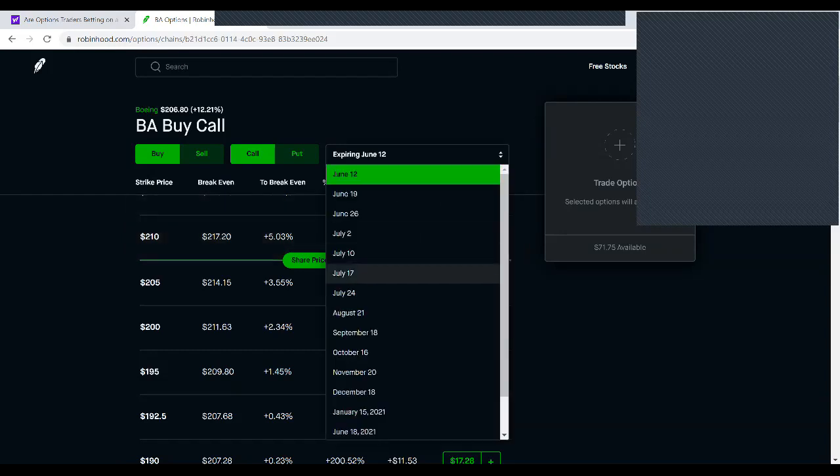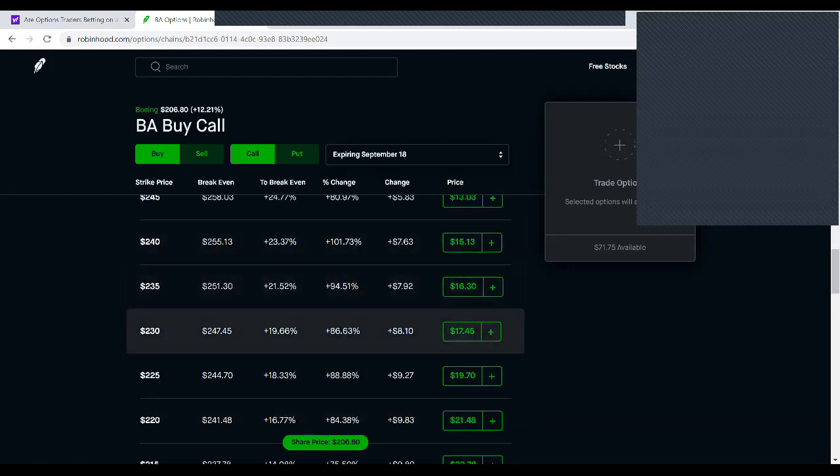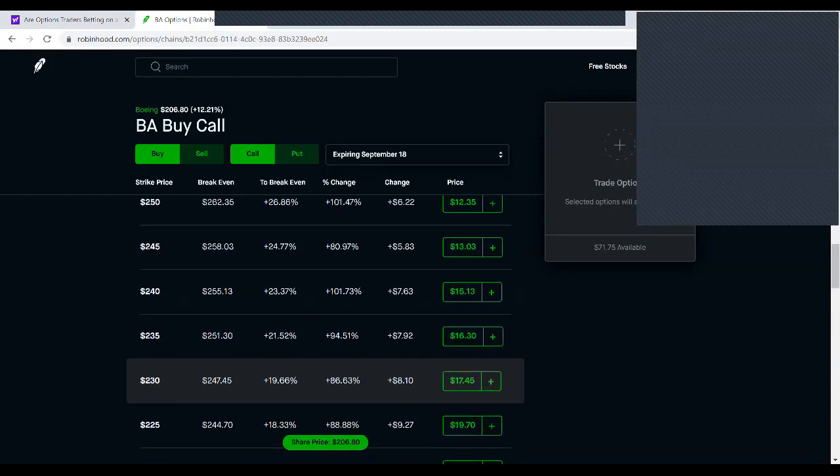So let me explain what I mean by this. If I go to September 18th, say I bought this one, this is 17.45. I could only purchase with the $1,700 I had. I can only purchase one of these call options.